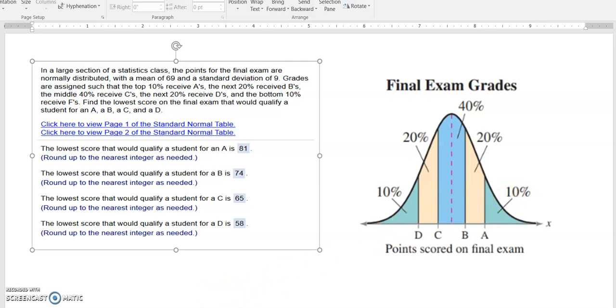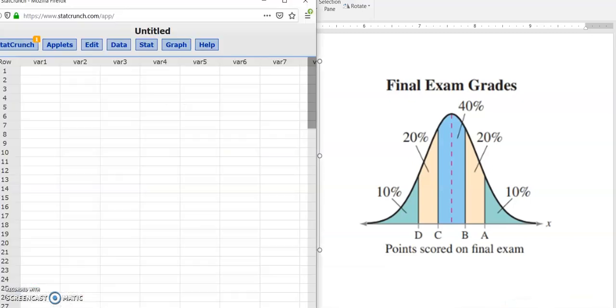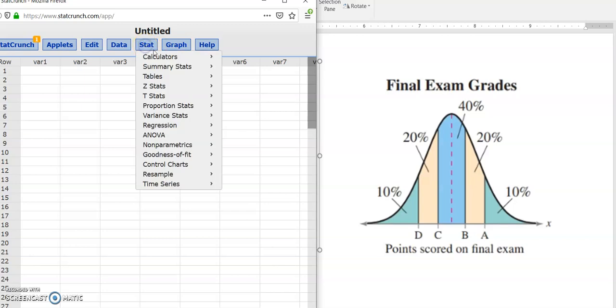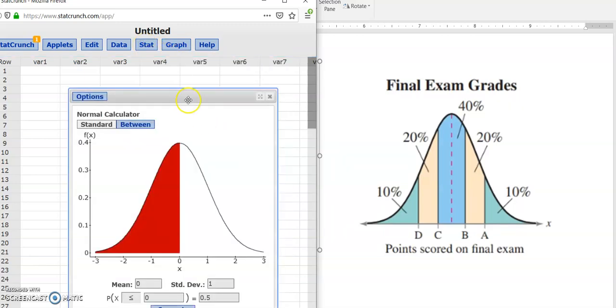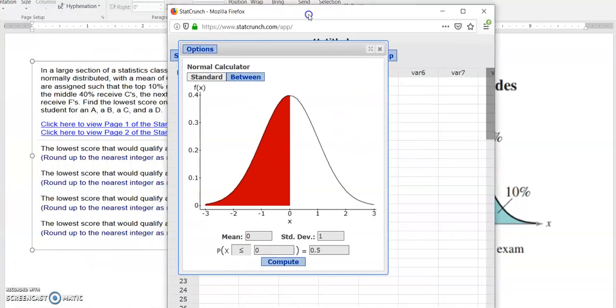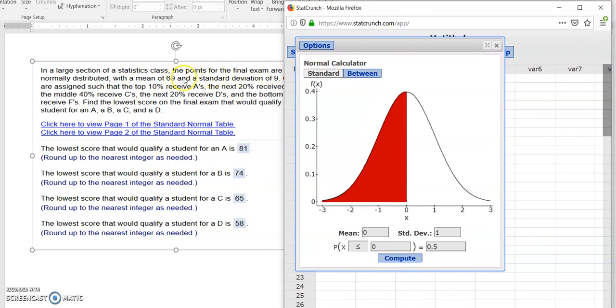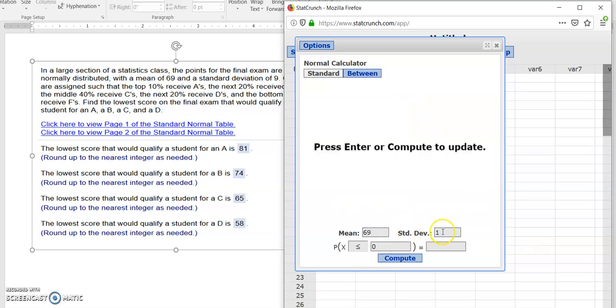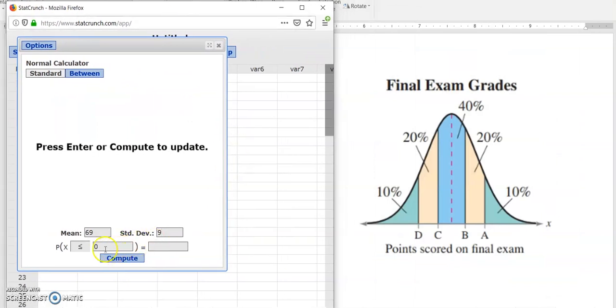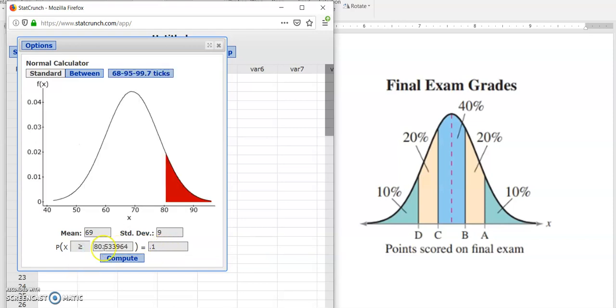So we'll open up StatCrunch, and we will go to Stat, Calculator, Normal. And again, the mean is 69. Standard deviation is 9. And I want to find the cutoff number. This is the cutoff number here, so that 10% of the curve is to the right over here.